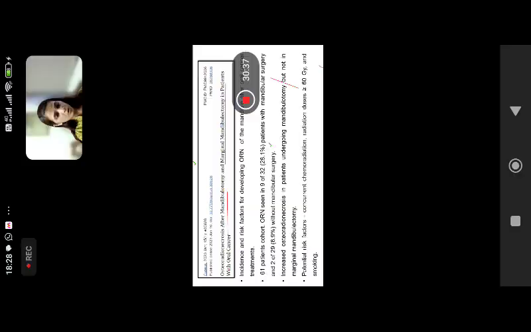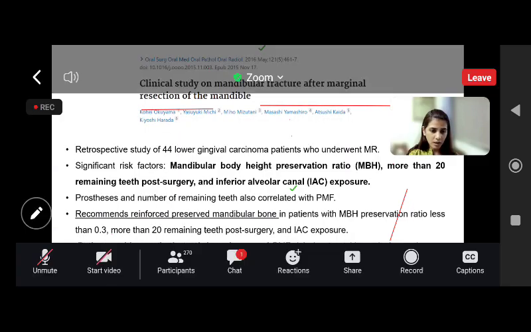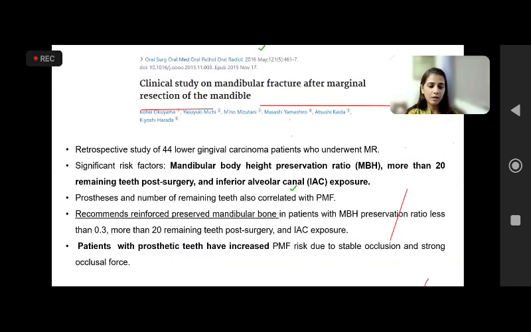Also, this study, which is a recent 2023 study, says that the chances of ORN are more likely in a mandibulotomy as compared to marginal, but this could be a bias because this is a very small cohort and the patient numbers are unequal. Another important study, which you all should know, looks at other risk factors for mandibular pathological fracture.